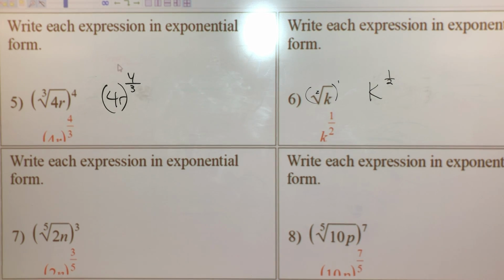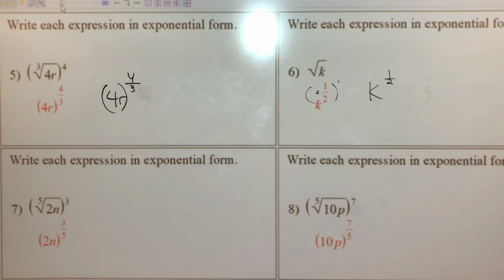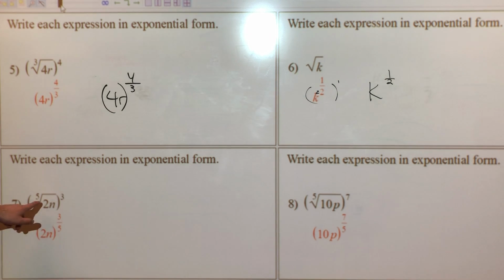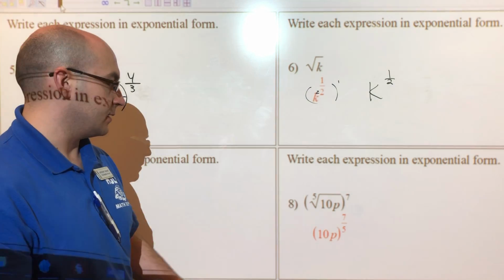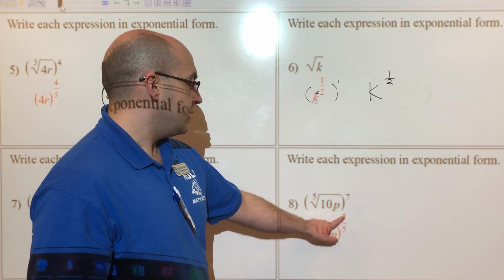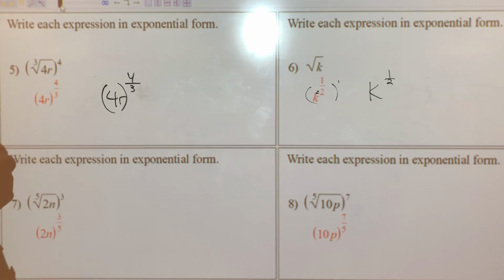What in the heck? Hold on. All right. So 2n stays, 3 stays on the top, 5 stays on the bottom, parentheses all around basically. Don't make the same mistake I did. 10p, 7 to the 5th power. Pretty simple. All right. Goodbye.